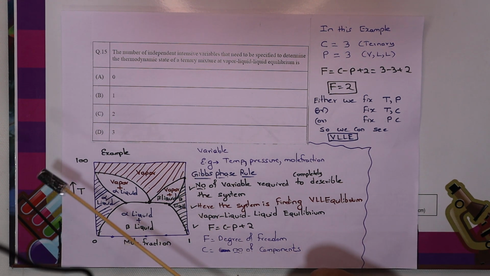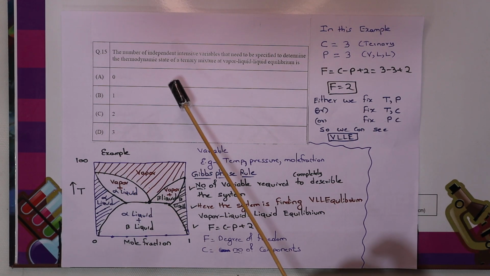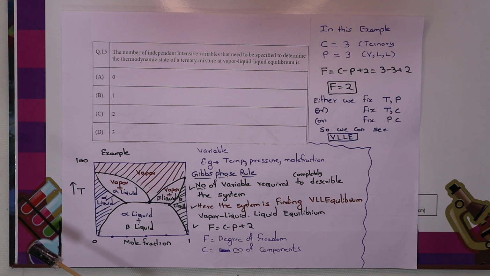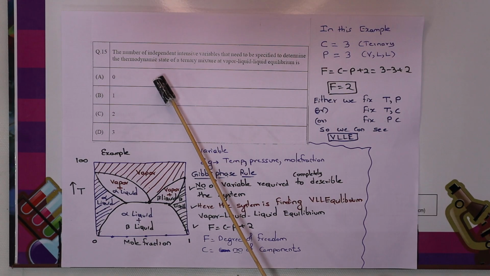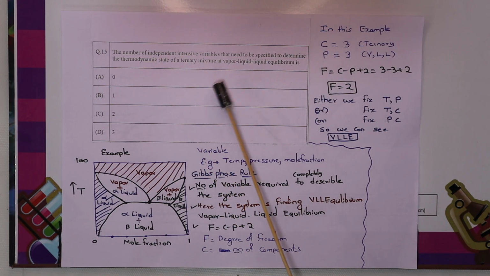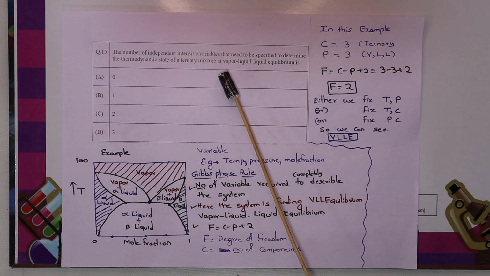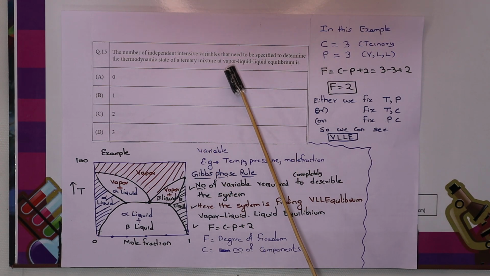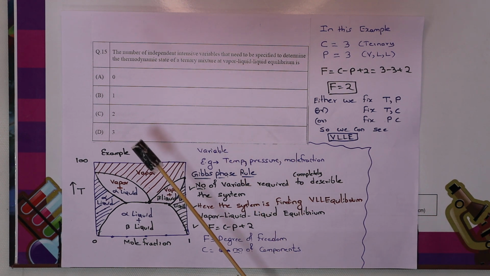Question 15. Let us discuss thermodynamics from GATE 2025. In question number 15, it is asked to find the number of independent intensive variables that need to be specified to determine the state of a ternary mixture at vapor liquid equilibrium. That means he is talking about one vapor and two different liquids simultaneously existing in a container.